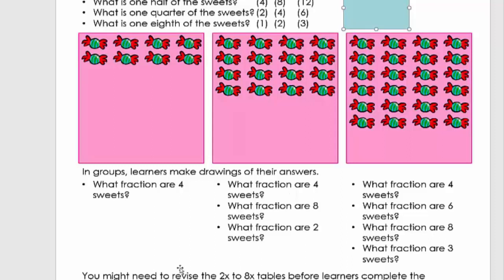Welcome back. If your learners struggled with some of these, you might need to go back and revise your 2 and 8 times tables before they complete the worksheets. You can also revise your 4 times table.